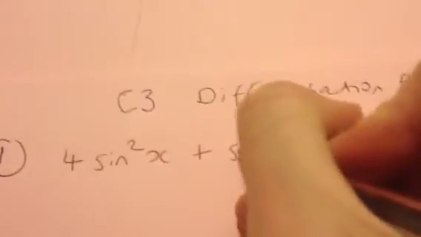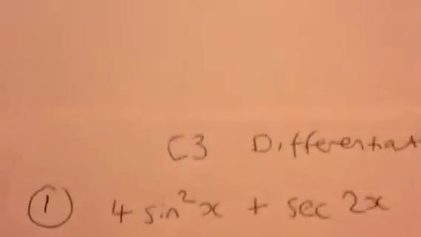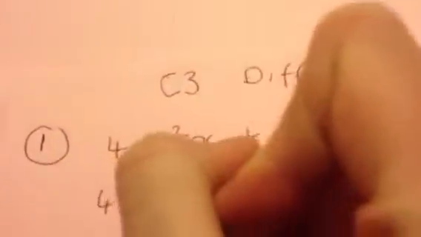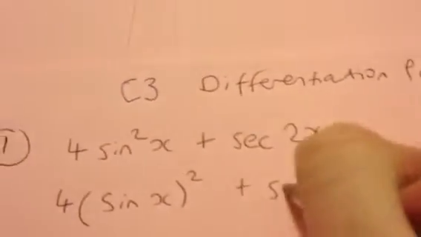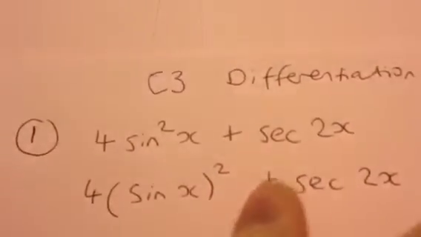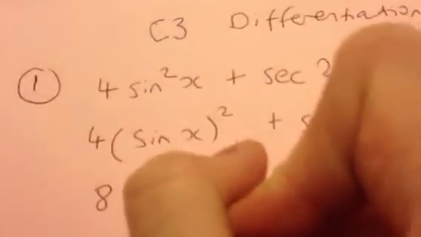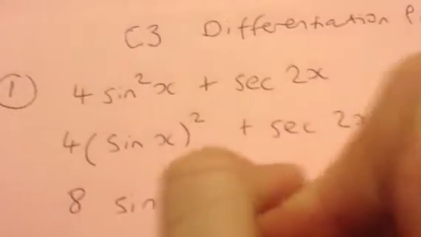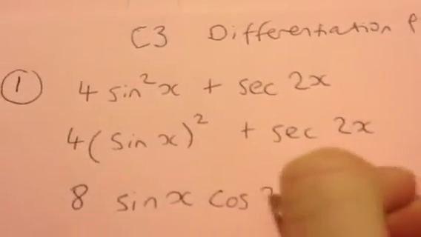Right, start off with a bit of trigonometric differentiation. 4 sine squared x plus sec 2x. Now what I'm going to do is write this as 4 sine x squared plus sec 2x. Now this is a chain rule question, and you should always do that with a sine squared or cos squared. Now the 2 goes to the front, 8. I take a power off sine x and I times by the differential of sine x, which is cos x.